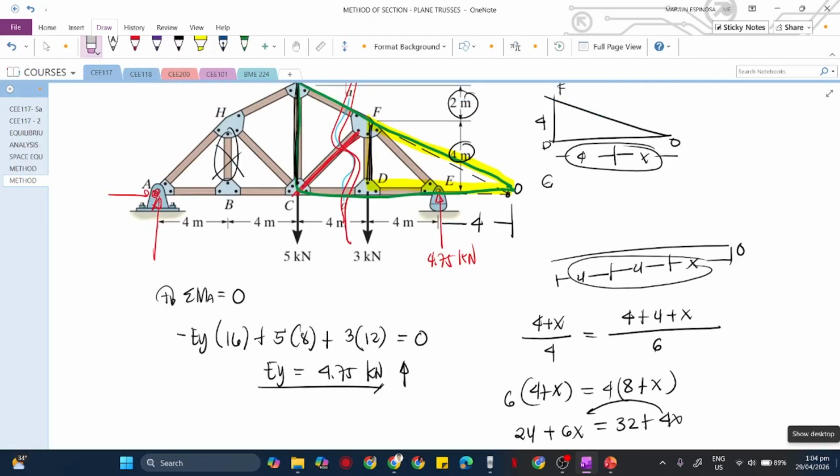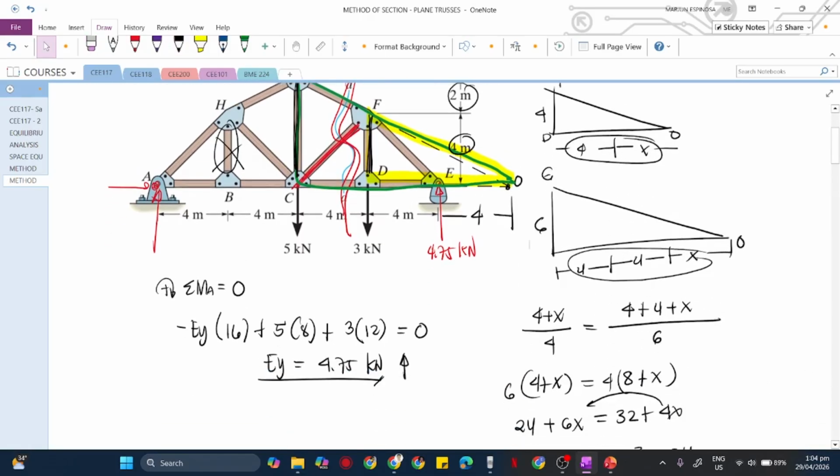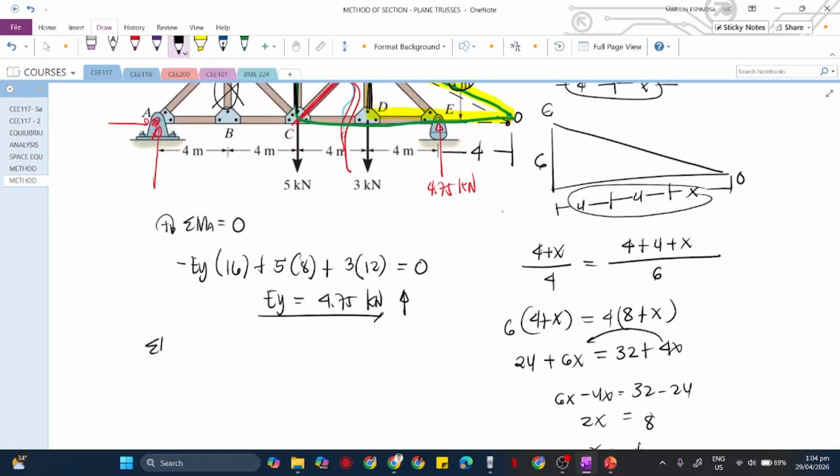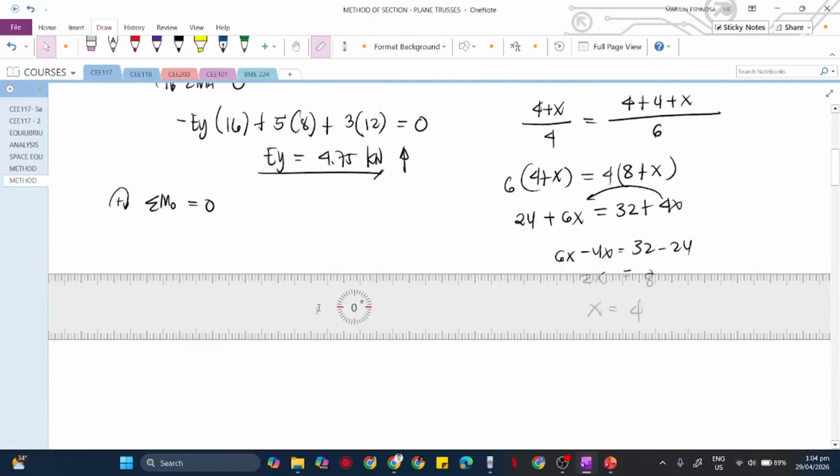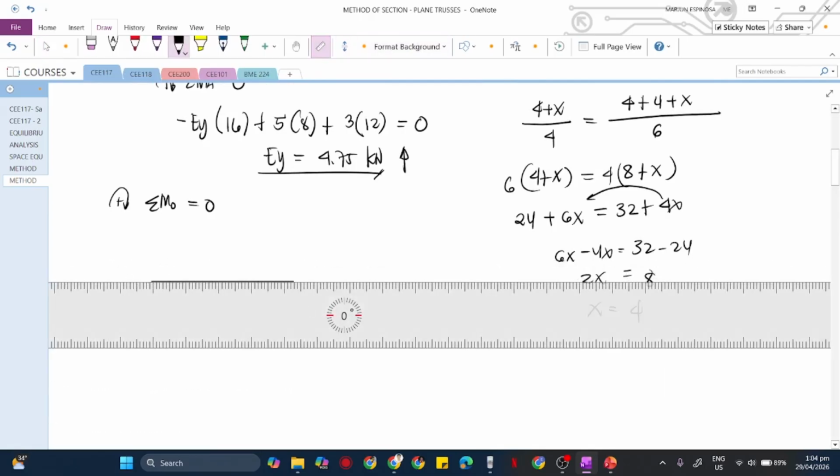So why do we get that? Because if we will be summing up the moment at point O, equate that to 0, clockwise to be positive. So basically, I will redraw the diagram, or the free body diagram.